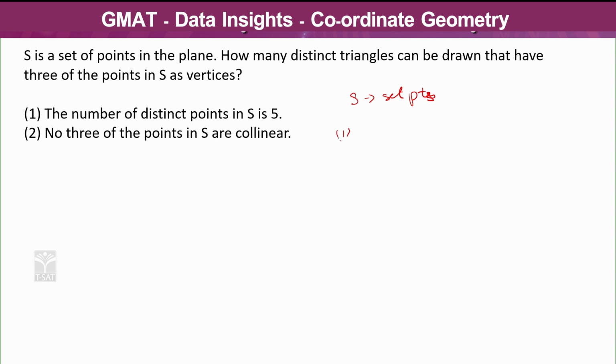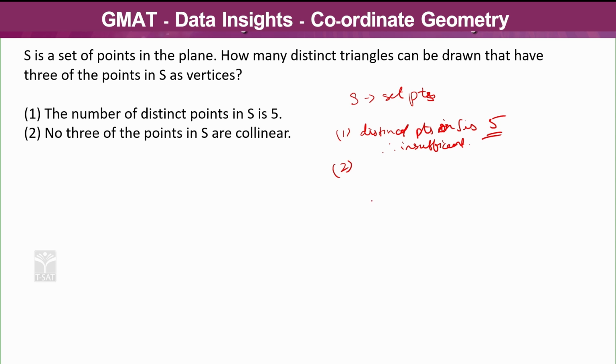So, what does the first statement give us? It gives us that distinct points in S is 5 and no 3 points. So, this in itself only tells us the number of points that S has, but it does not tell us how many points are collinear, and how many points are not collinear. Therefore, it is insufficient to answer the question.